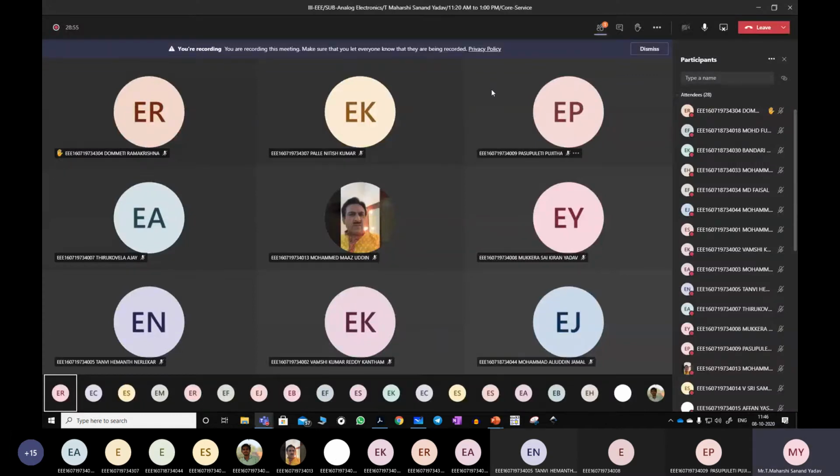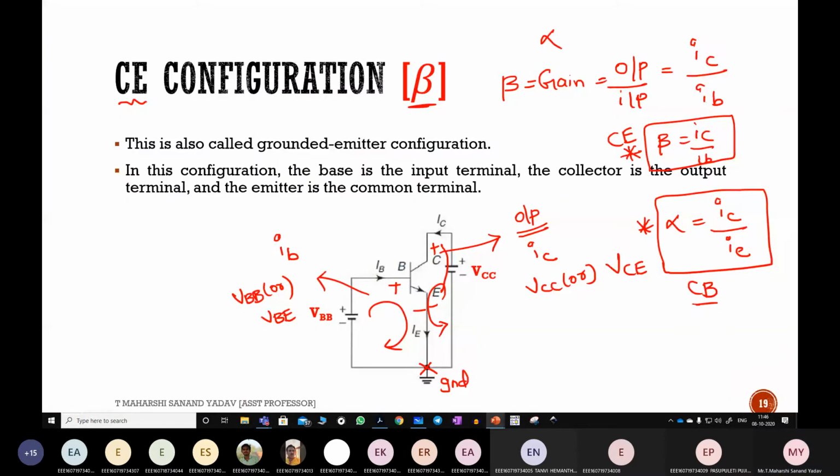Next, roll number 13. Okay, I'll mark 13 as absent. 14. Yes, sir. What is beta?